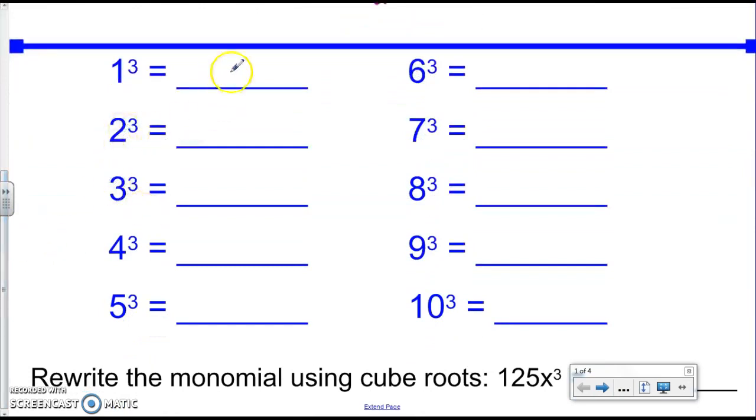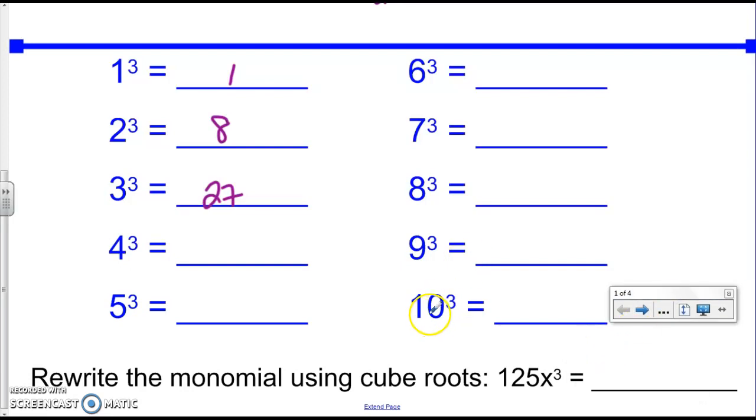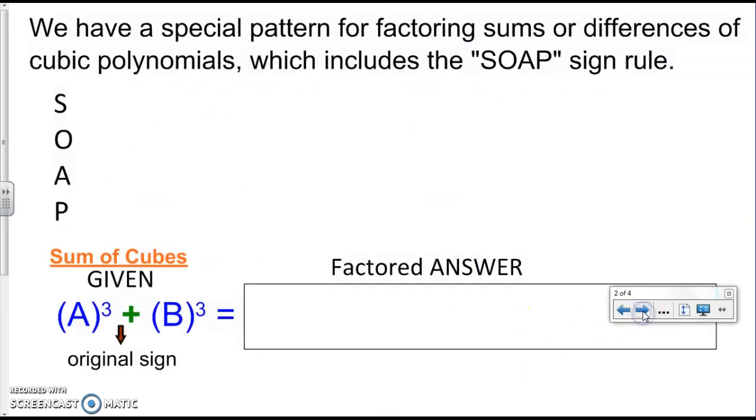Fill these in. 1 to the third power is 1, 2 to the third is 8, 3 to the third is 27, so forth and so on. What we're going to do today is rewrite things using cubes or cube roots. So the cube root of 125 is 5, and the cube root of x to the third is x. So if I rewrite that like this, it's the same thing. It's equivalent. We're going to use that concept when we do the problems today.